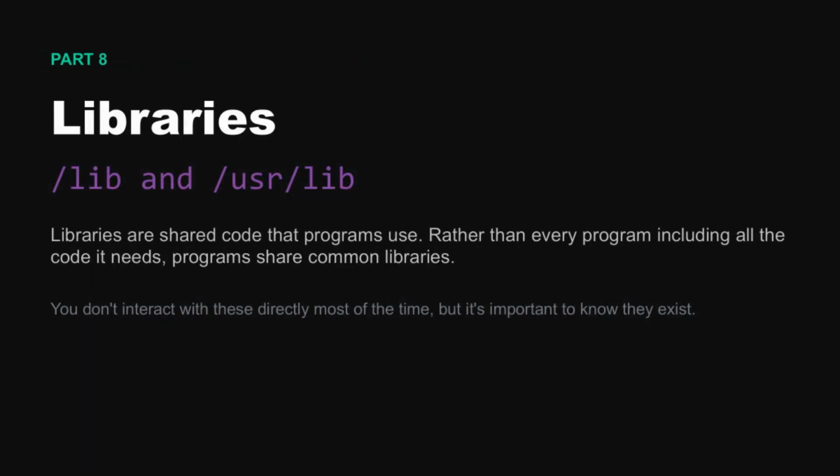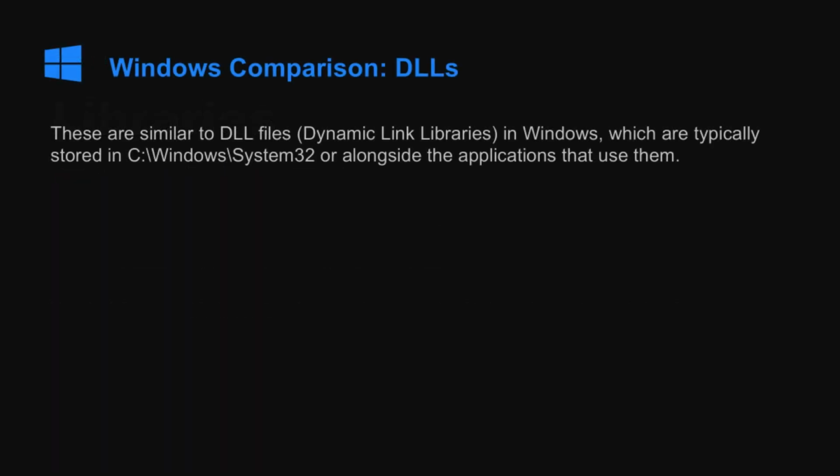Now, libraries are shared code that programs use. Rather than every program including all the code it needs, programs share common libraries. Lib and userlib contain these shared libraries. You don't interact with these directly most of the time, but it's important to know they exist. To compare it to Windows, these are similar to DLL files, dynamic link libraries in Windows, which are typically stored in C:\Windows\System32 or alongside the applications that use them.